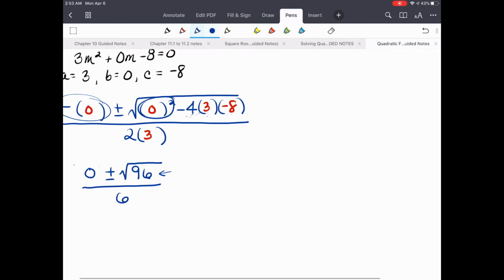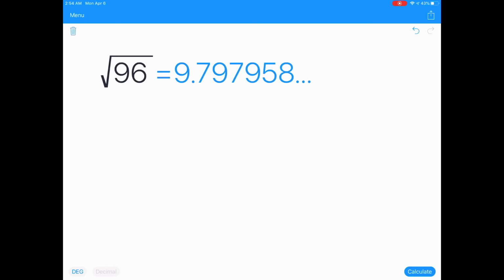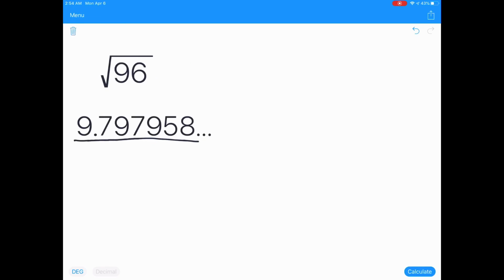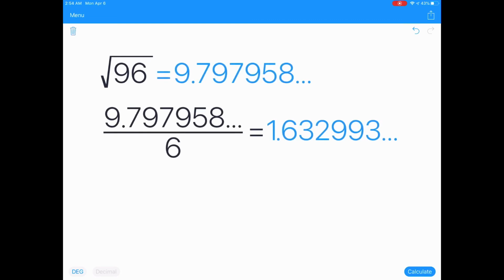So another way to write this, having that 0 there is kind of superfluous. So I'm just going to get rid of that. So I can just write plus or minus square root of 96 all over 6. I put the square root of 96 into my calculator. I got 9.797958... And then if I divide that by 6, hit equal, what do I get? I get that.